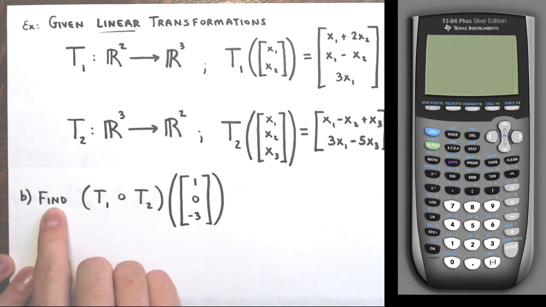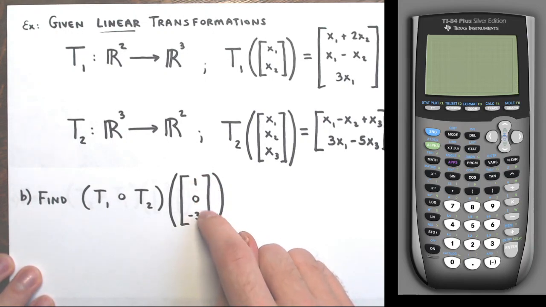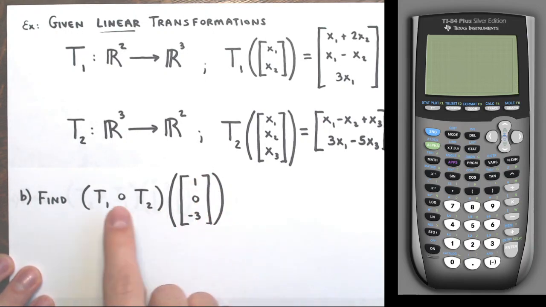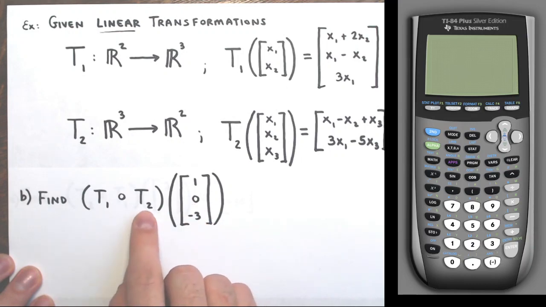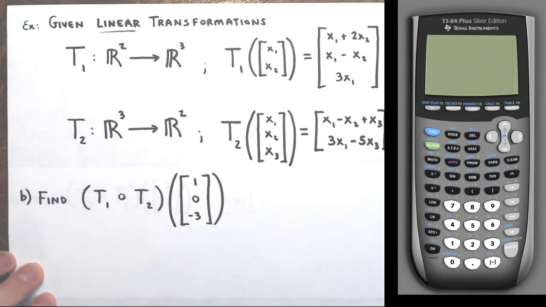What if they asked me to find, what's the image of this vector with 3 components, 1, 0, -3, under the transformation T1 composed with T2, this composite transformation? You see how the order has changed. So now the first transformation I'm going to apply is T2, right, the one on the right. And then after I apply T2 and get an output, I'm going to take that output and then apply T1. And let's see if we even can though, right?